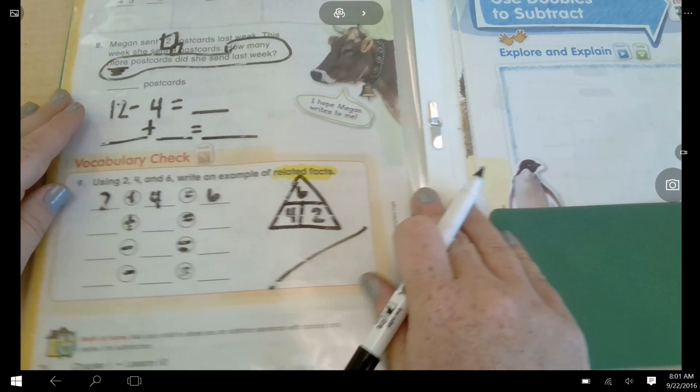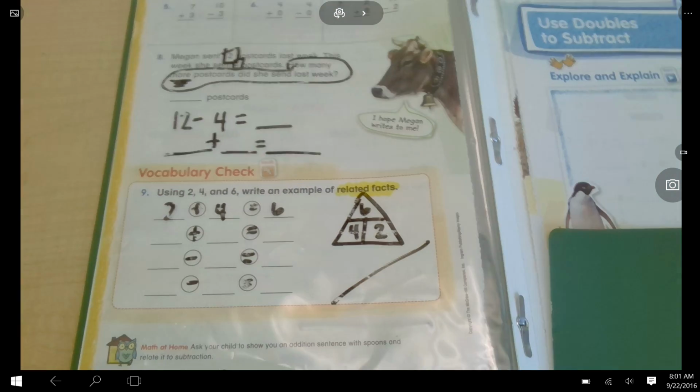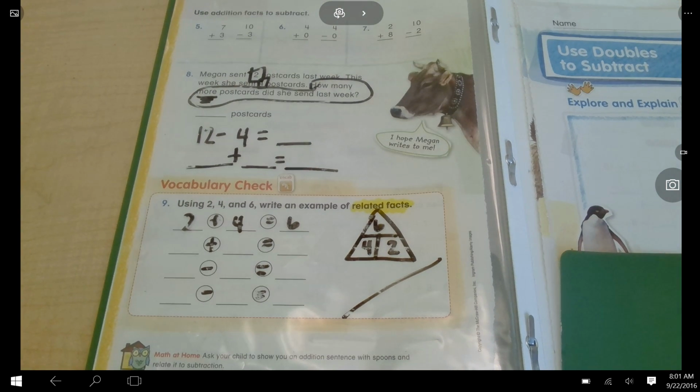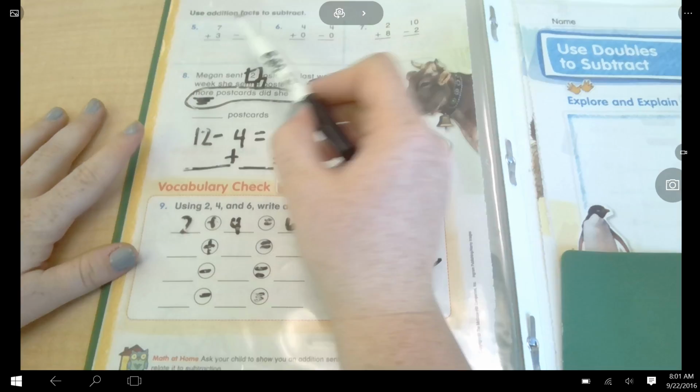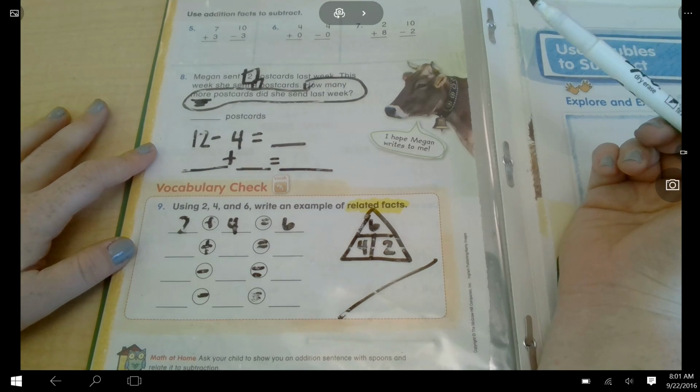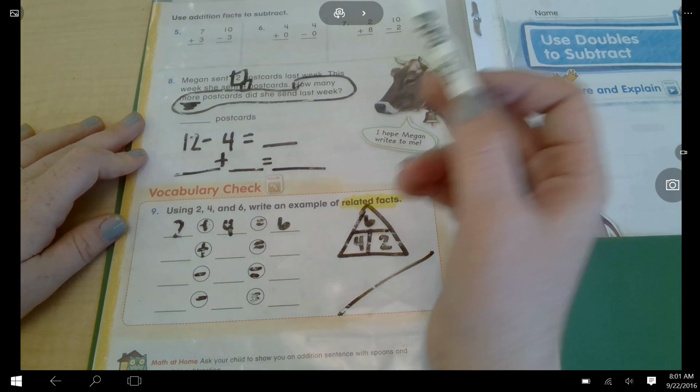You should have just finished the front side of your homework page. Now we're looking at the back side. There is another row of related facts for addition and subtraction that you need to do. You can use the triangle to help you if you would like.